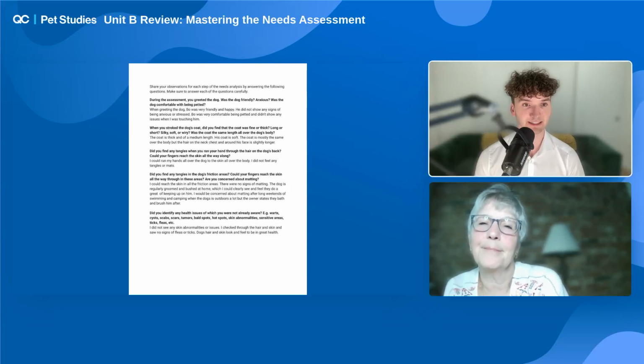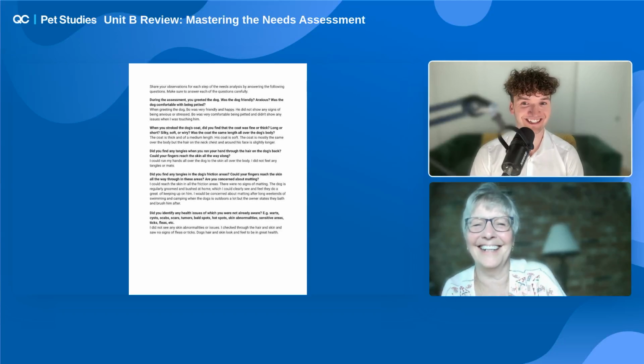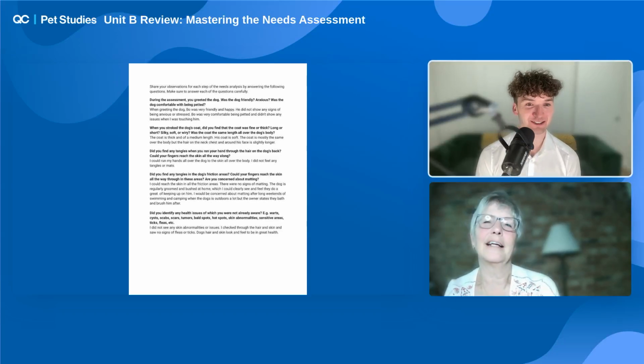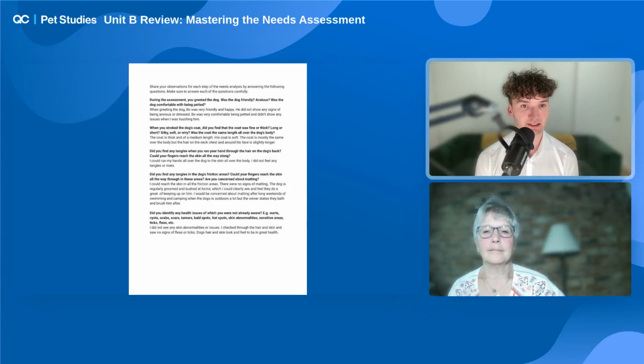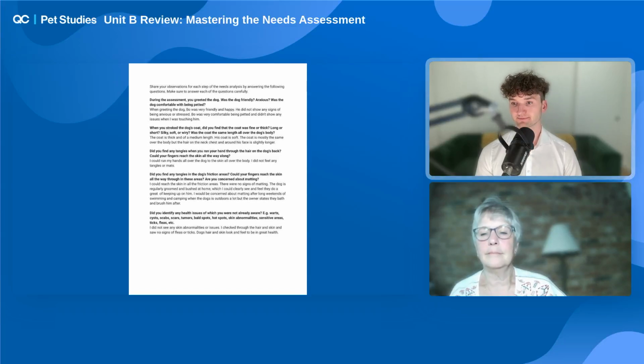There you go. Amazing. Did you identify any health issues of which you were not already aware? Example: warts, cysts, scabs, scars. Answer: I did not see any skin abnormalities or issues. I checked through the hair and the skin and saw no signs of fleas or ticks. Dog hair and skin look and feel to be in great health. Amazing. But you sort of got that on the assessment too, with all the information that was collected. You sort of anticipated that's what was going to happen.